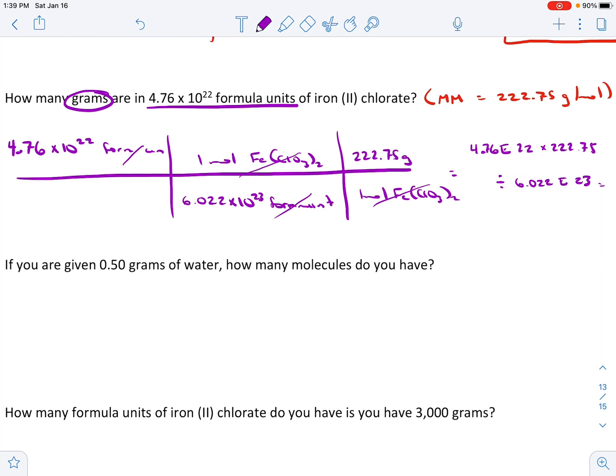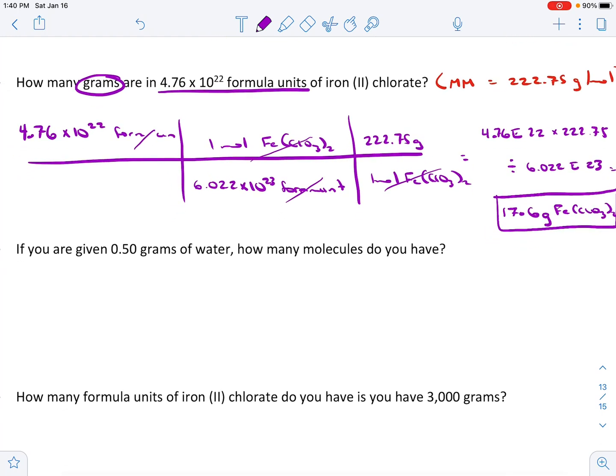4.76 E 22 times 222.75. And then divide by Avogadro's number, 6.022 E 23. And you should get 17.6 grams. All right, and that's of our iron 2 chlorate. Awesome. Now, does that make sense? The power of 22 is a lot smaller than 23, so we're way less than a mole.